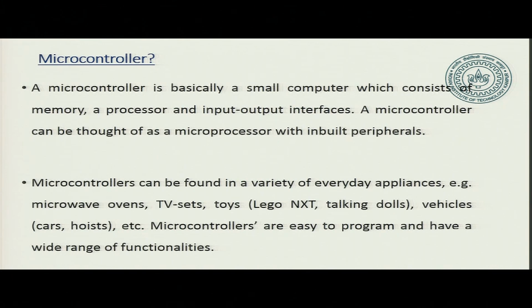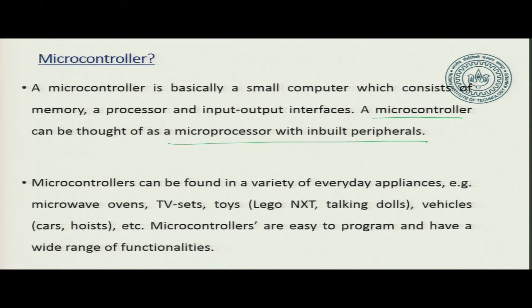Now, a microcontroller is basically a very small computer, that consists of a memory, a processor and interfaces for input output. So, microcontroller can very basically be called a very small computer, and today it is very small, it is very cheap. Now, a microcontroller can be thought of as a microprocessor with inbuilt peripherals. So, microprocessor plus input output and peripherals like memory, is a microcontroller basically.